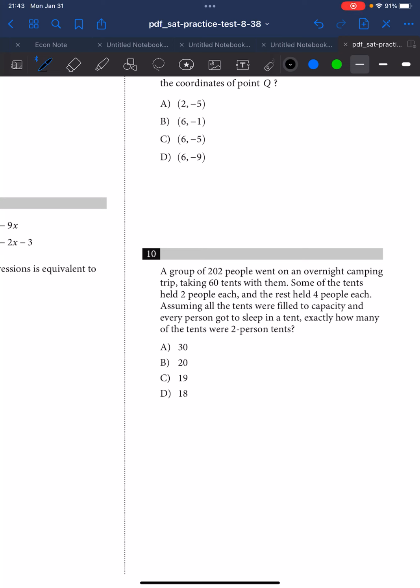Hello, this is question 10, and the question type of this question is, you can just say, application.